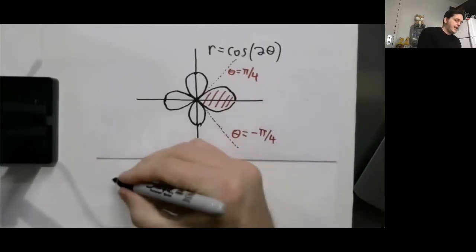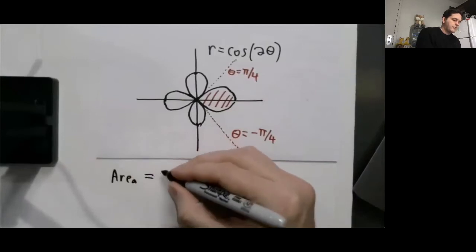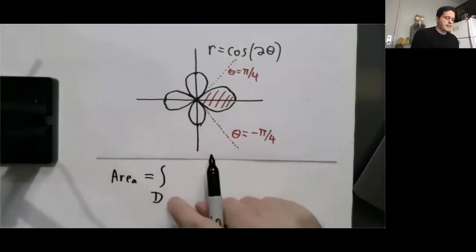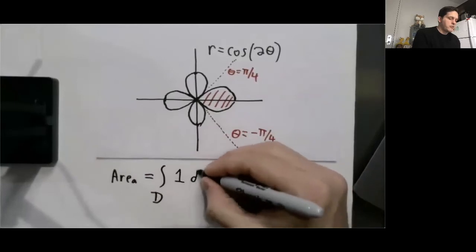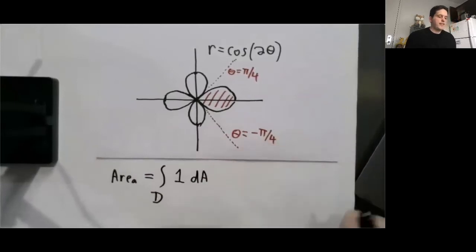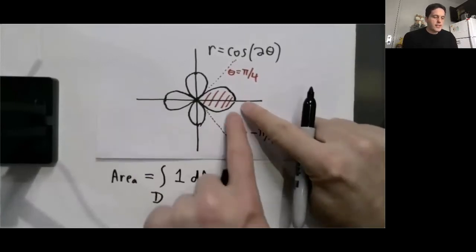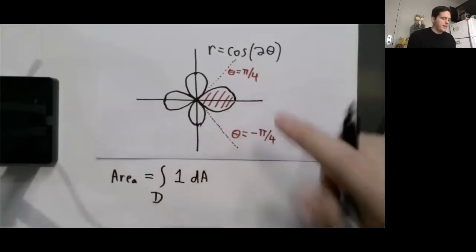And the area of D is equal to the integral over D, the integral over this region of the constant function 1. So we have to evaluate this integral, and we're going to do this using polar coordinates. So this region shaded in red, this region D, this is a polar region.